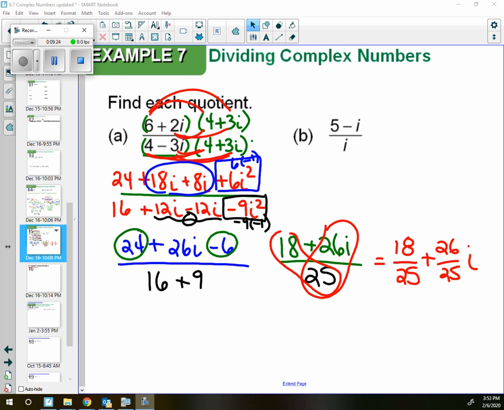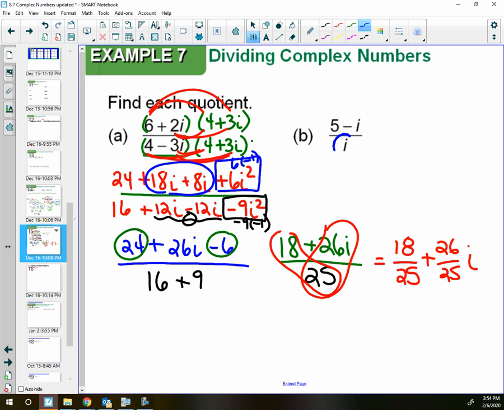So when you're looking at something like letter B, we don't have that conjugate, that binomial going on. The only thing we have in the bottom that's really not that great to deal with is just an I, because remember I is equal to the square root of negative 1. So this is the equivalent of having a radical in the denominator.